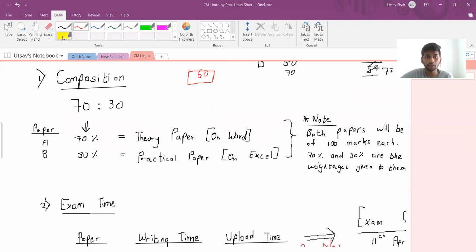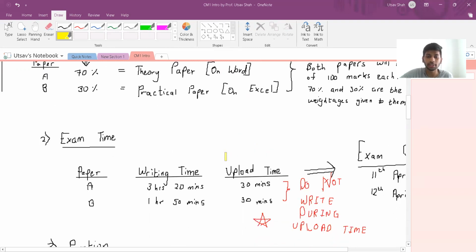Also, I think I missed a point about what paper A and paper B are. Paper A is a theory paper. It's on Word. When I say theory, it does not mean it's question and answers. No, it's still mathematical sums, theorems, proofs, everything, but it is a typed paper. You have to write the entire formulas on Word as you would have written on paper. Hence we call it a theory paper, because the second paper is a practical paper, that is, it is solved on Excel. You will be given questions designed so that you can solve them on Excel. So these are the two papers.